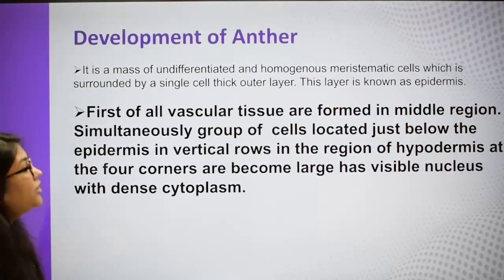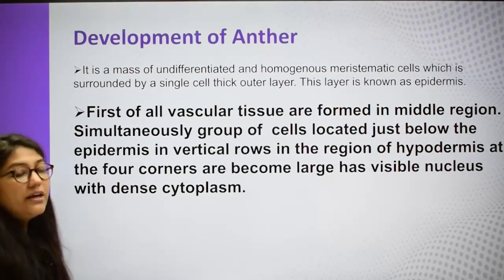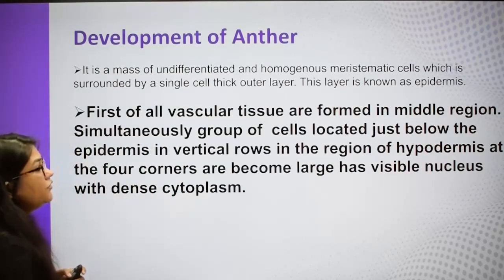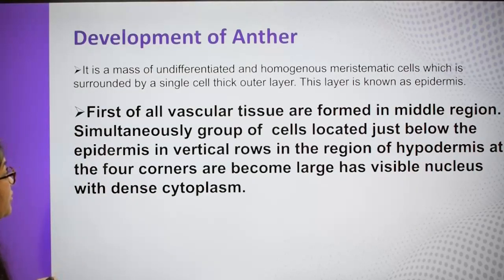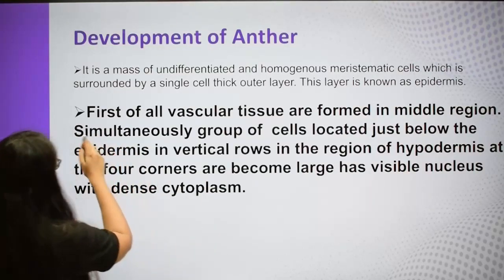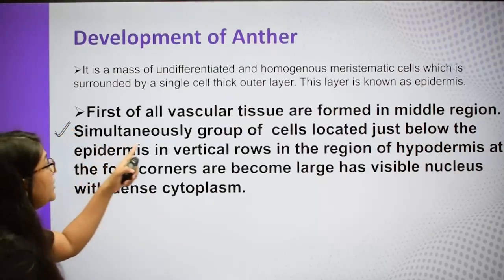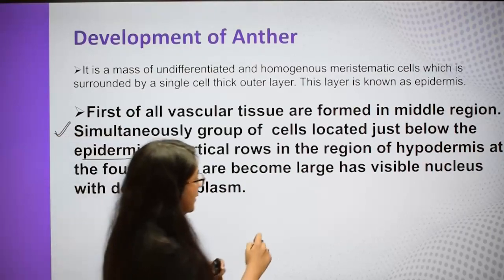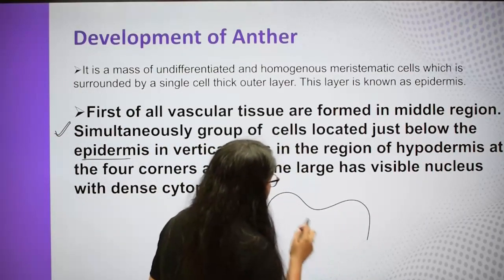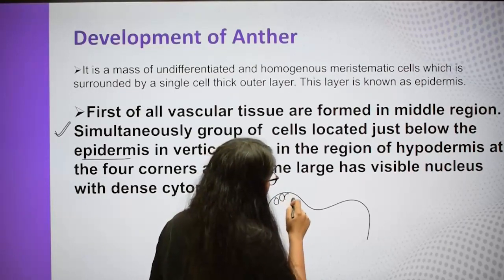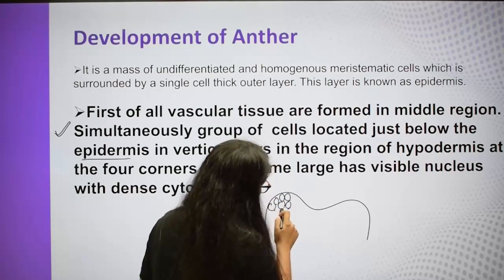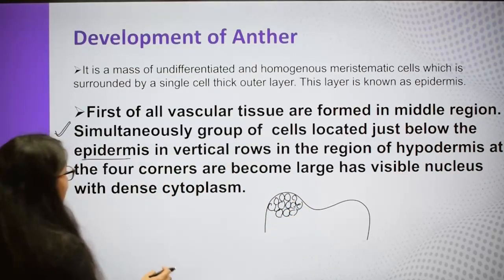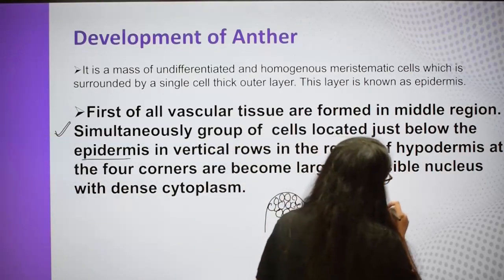Now, first of all, vascular tissues are formed in the middle region, right? Vascular tissues are very important. Food and water has to reach these structures. So first of all, vascular tissues are formed in the middle region. Now the important story starts. Simultaneously, a group of cells is located just below the epidermis, right? This is my epidermis. These are the cells which are present here, just below the epidermis.